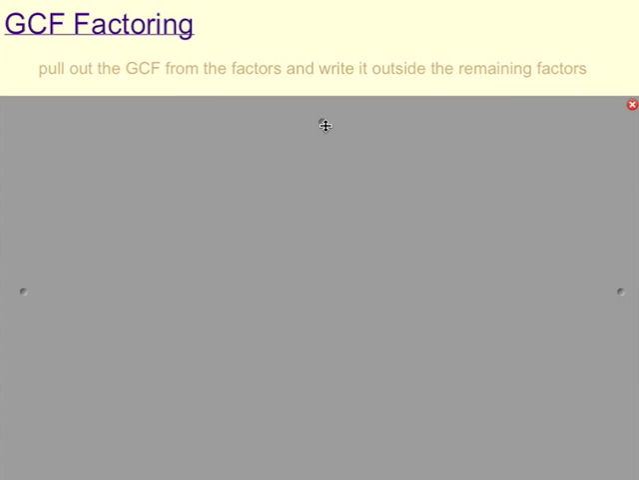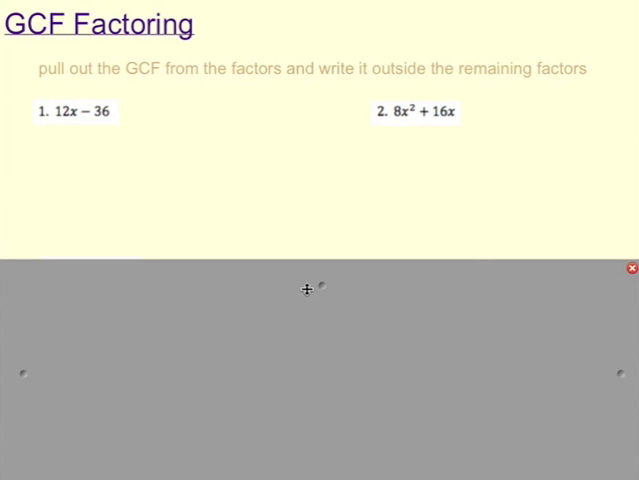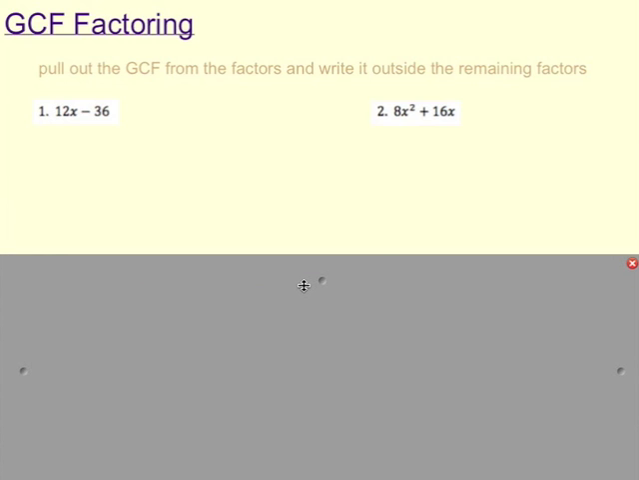Okay, so GCF factoring. What you want to do is pull out the GCF from the factors and write it outside the remaining factors. So example 1. I would look at this and I would say to myself, what number is 12 and 36 both divisible by?